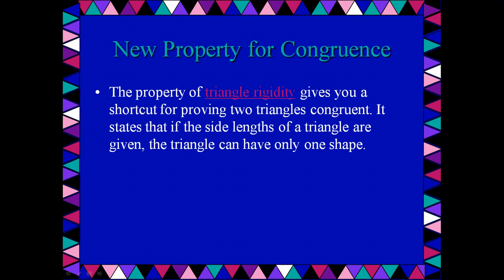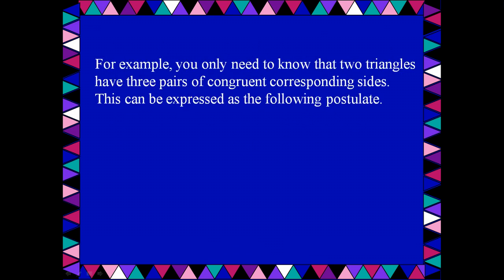There's a new property to use for congruence, and this is the property of triangle rigidity. It gives you a shortcut for proving two triangles congruent. It states that if the side lengths of a triangle are given, the triangle can only have one shape. For example, you only need to know that two triangles have three pairs of congruent corresponding sides.